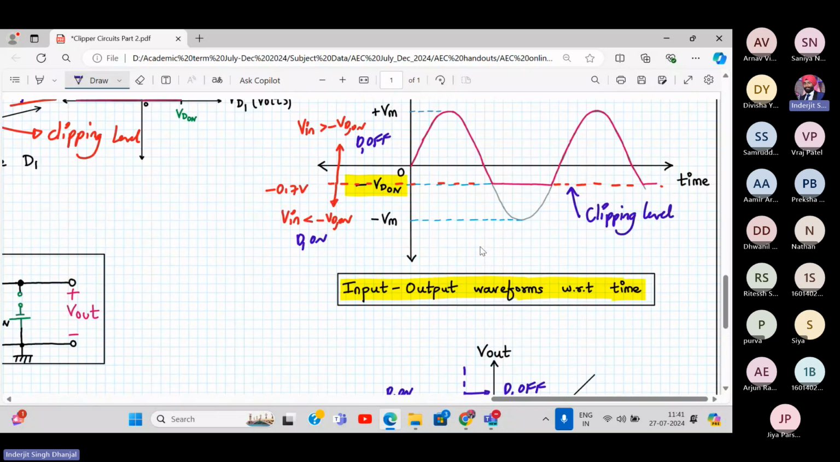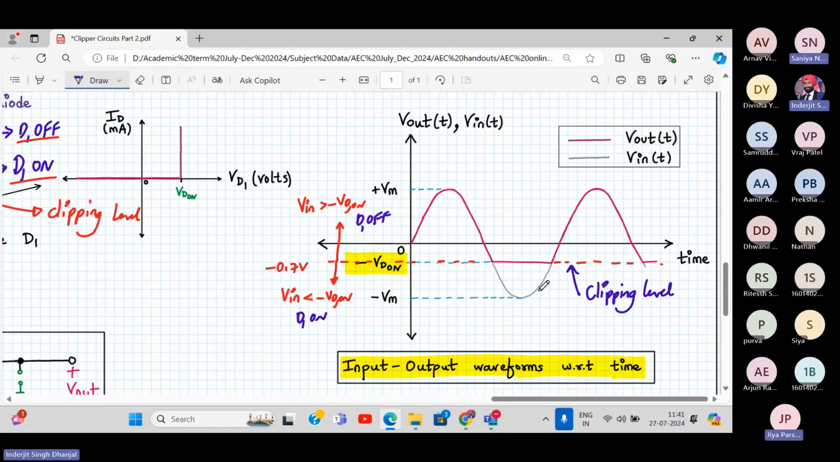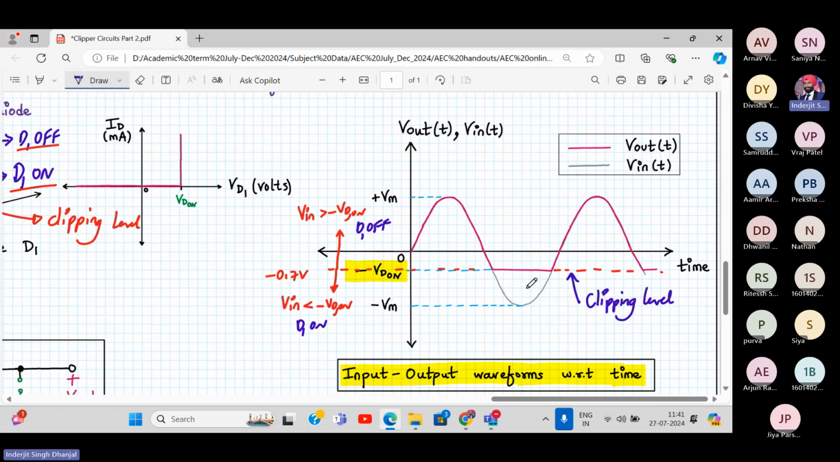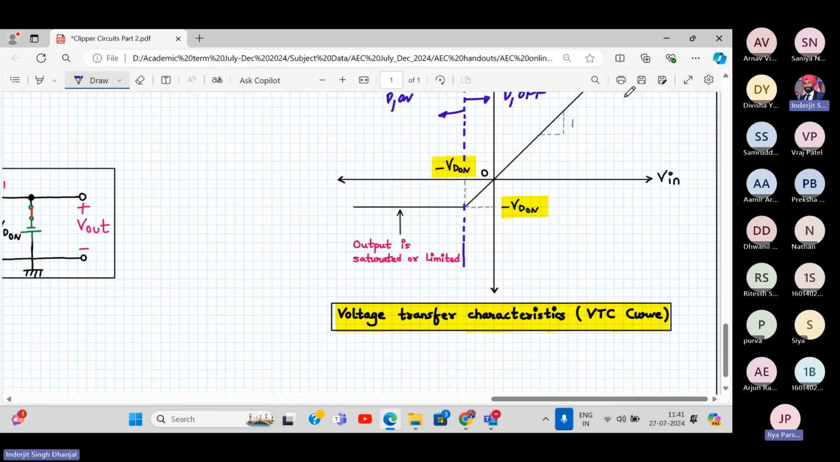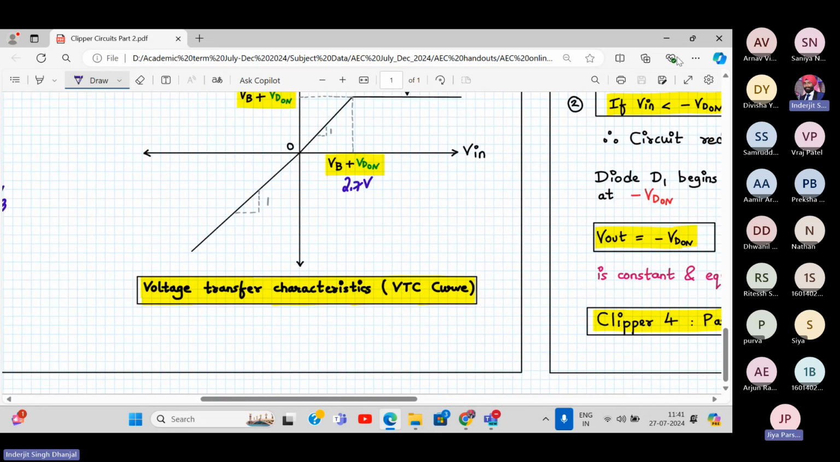All right. So which type of clipper circuit do you call this? A parallel positive or a parallel negative clipper? Negative. Yes, correct. It's a negative clipper because it's clipping off the negative portion of the input signal. All right, good. Now let's move on to the next one. I think the clipper number 2 document is also completed.